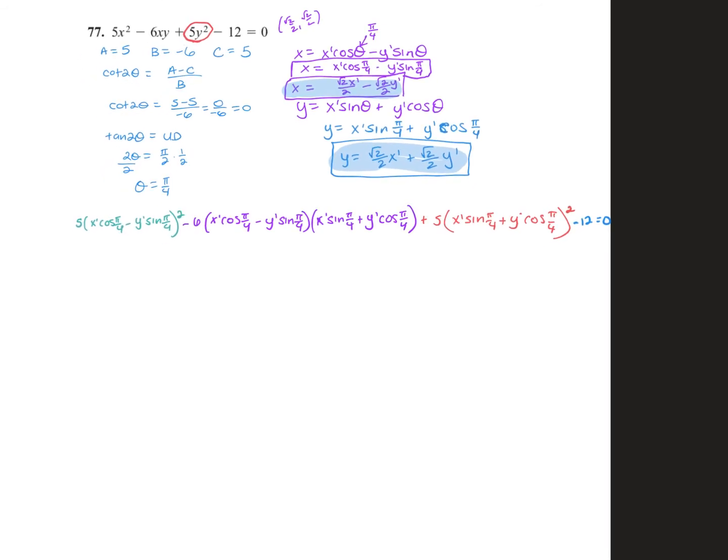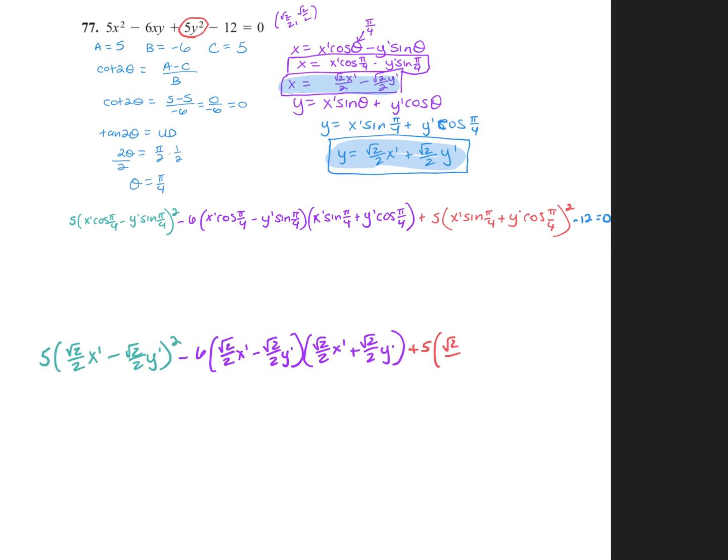then I can write this as 5 times (root 2 over 2 x prime minus root 2 over 2 y prime) squared, minus 6 times (root 2 over 2 x prime minus root 2 over 2 y prime) times (root 2 over 2 x prime plus root 2 over 2 y prime), plus 5 times (root 2 over 2 x prime plus root 2 over 2 y prime) squared, minus 12 equals 0.